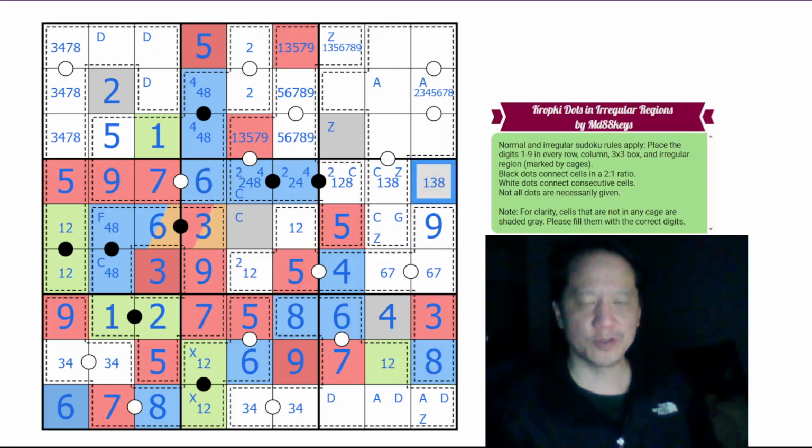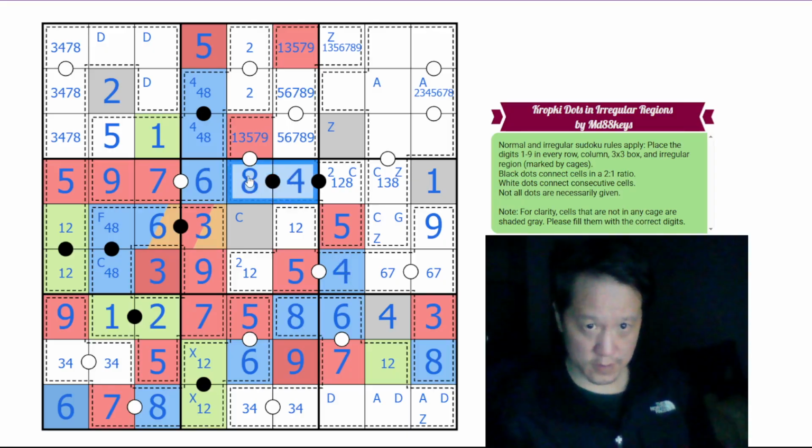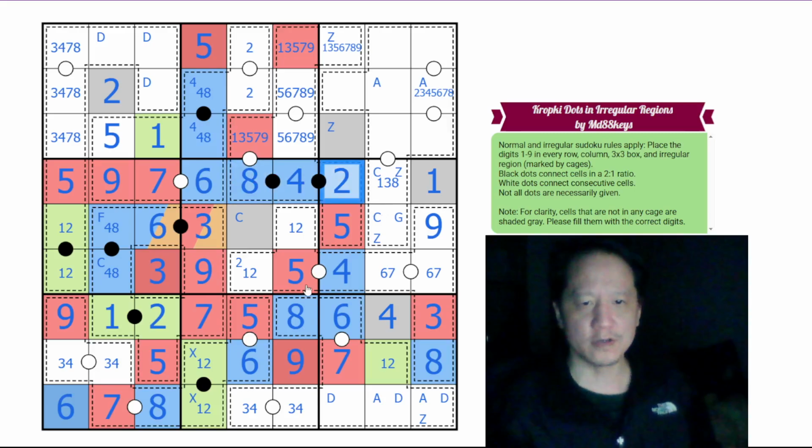So this can't be 3 or 8. It's 1. This can't be 1 or 2. It's 4. This can't be 2 or 4. It's 8. So this must be 2, 4, and 8 here. So that's 2, 4, and 8, which makes this even. That leaves this as a 3.